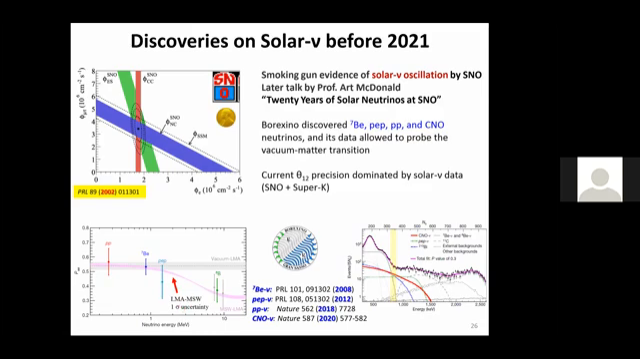in this plot. And also on the solar neutrino side, the current θ12 precision is dominated by the solar data. So that's the status before this year. So how about after?